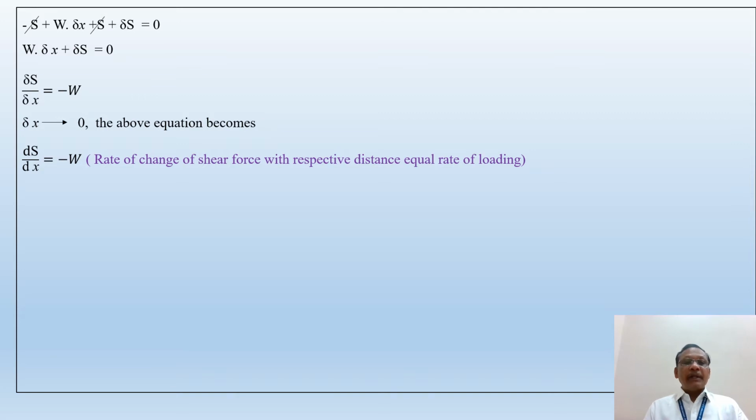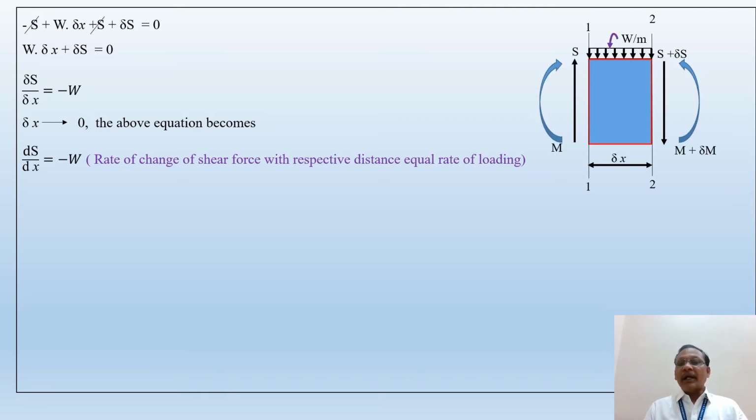Then similarly you take the moment. Again I have shown here the free body diagram of this part of the beam which is in between section 1-1 and section 2-2. So taking moment about section 1-1, which forces will create a moment here? S is not creating any bending moment because S is acting on section 1-1, so its perpendicular distance from section 1-1 is 0. So who will create a bending moment? This W, this moment, this S plus delta S, and this M.